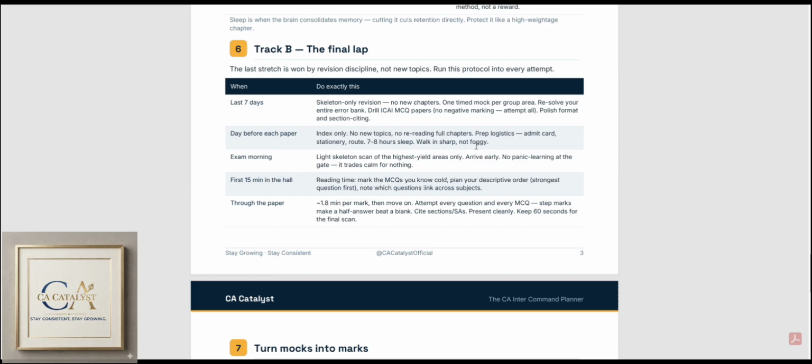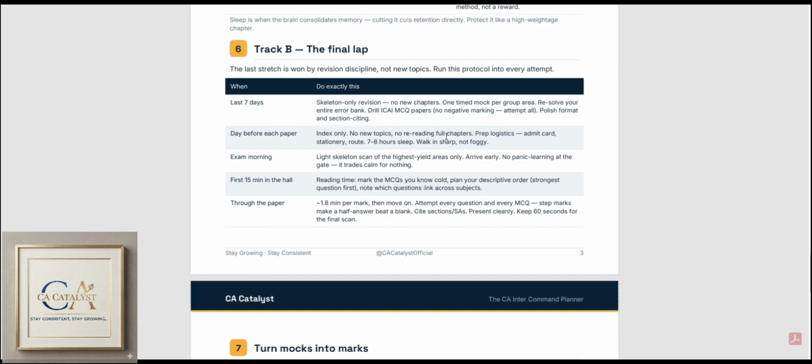Believe me, you will be earning stepwise marks for partial answers instead of leaving it blank. Leaving it entirely blank, you won't score marks. Through your paper, allow 1.8 minutes per mark, maximum 2 minutes rounded off, for each mark. That is the speed at which you have to write the adjustments and working notes for each question. Attempt every question and every MCQ.